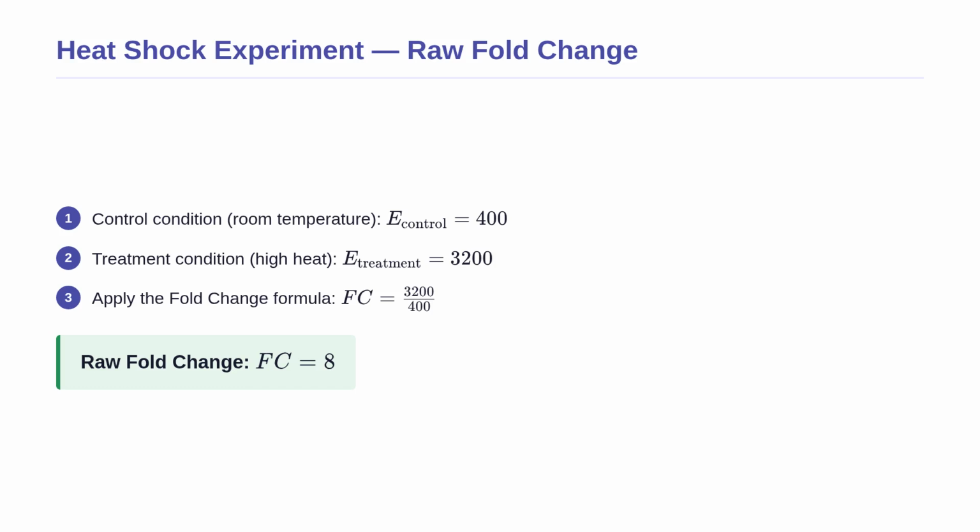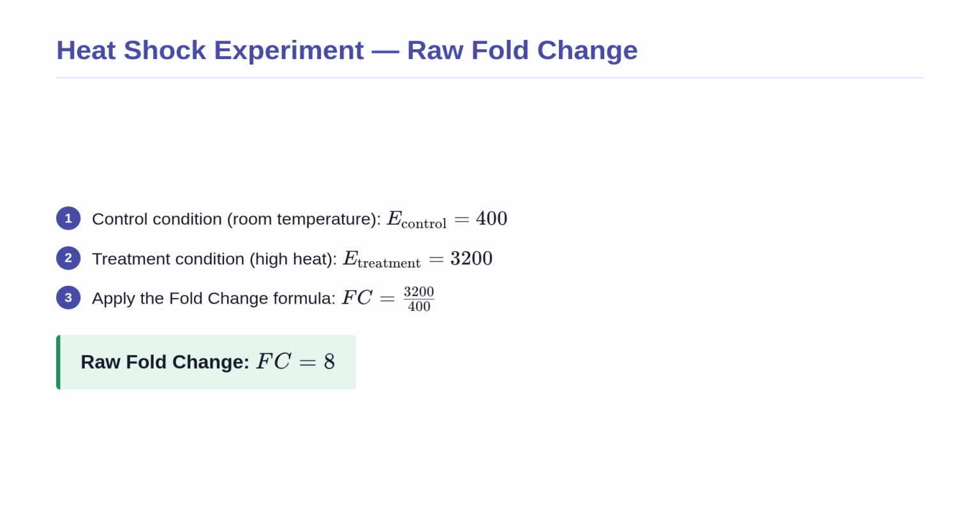Before we move on to more advanced metrics, let us see this raw fold change formula in action with a concrete example. A researcher is studying how yeast cells respond to extreme environmental heat. We are given that under normal room temperature conditions, which act as our control, gene A produces 400 units of RNA. After exposing the yeast to high heat, our treatment condition, gene A produces 3,200 units of RNA. We are asked to calculate the raw fold change.